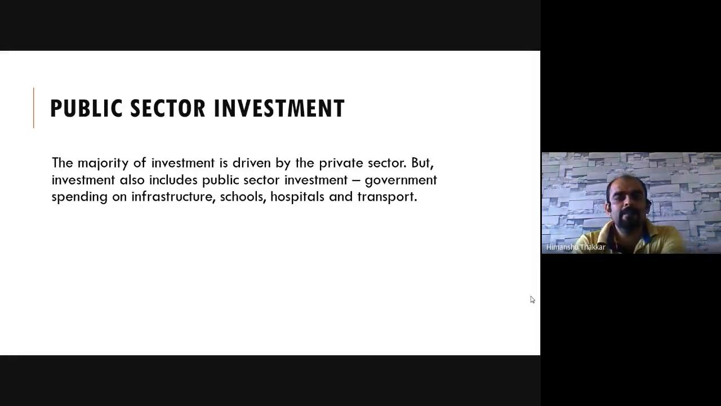The next is public sector. So, in all, there are basically 10 factors that affect your decision. So, public sector investment: the majority of investment is driven by the private sector, but investment also includes public sector investment like government spending on infrastructure, schools, hospitals, and transport. So these all also affect the flow of money in an economy and ultimately affect the investment.